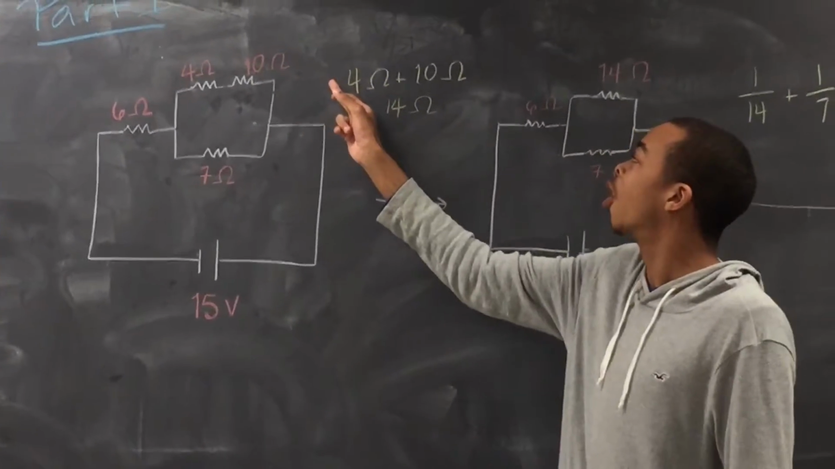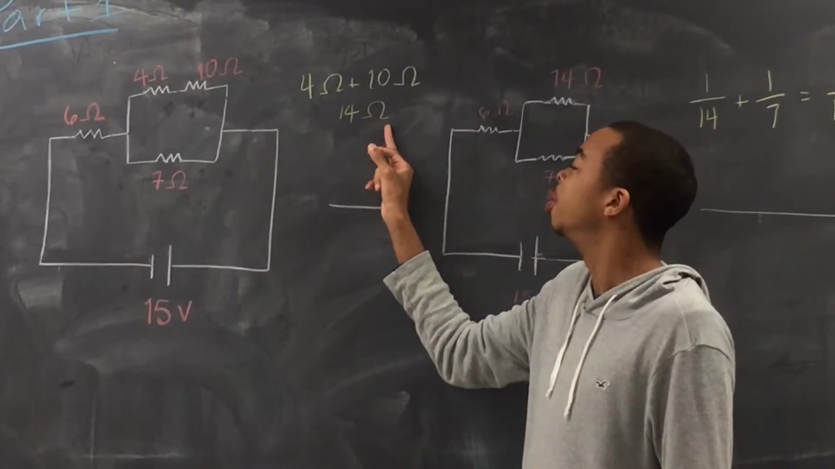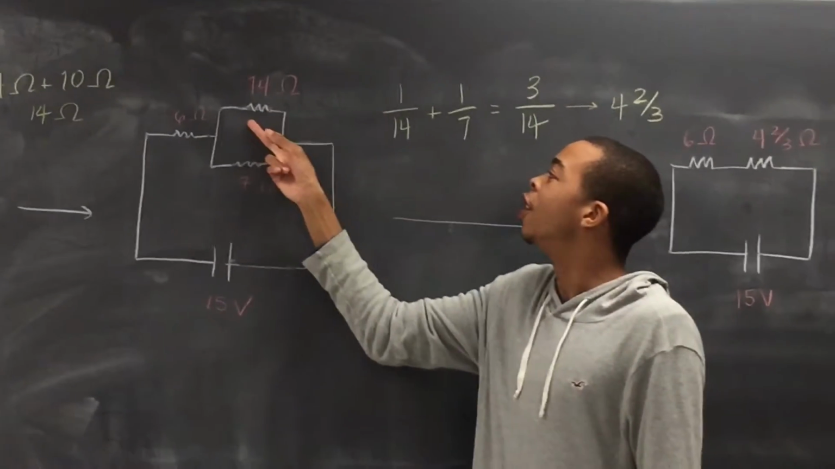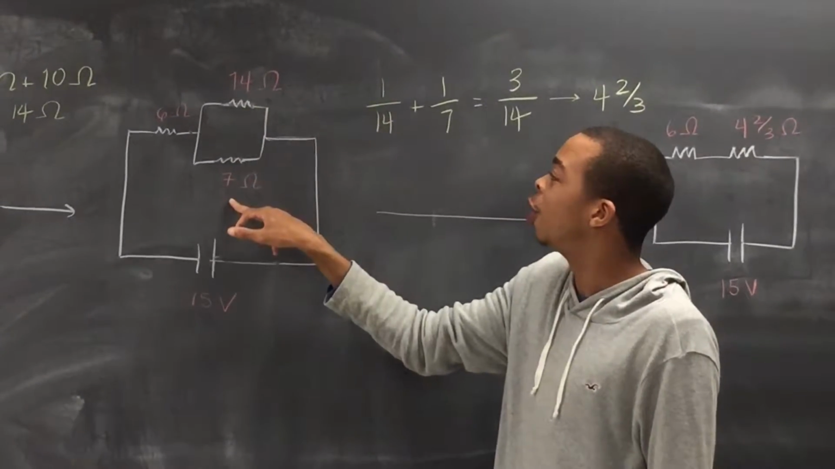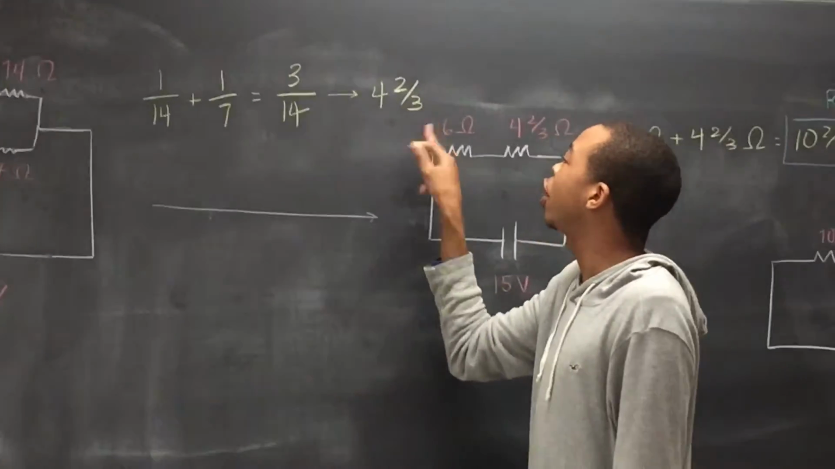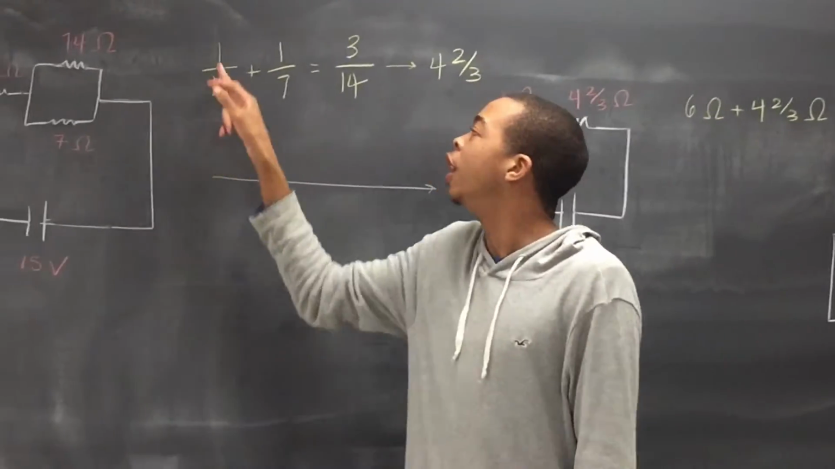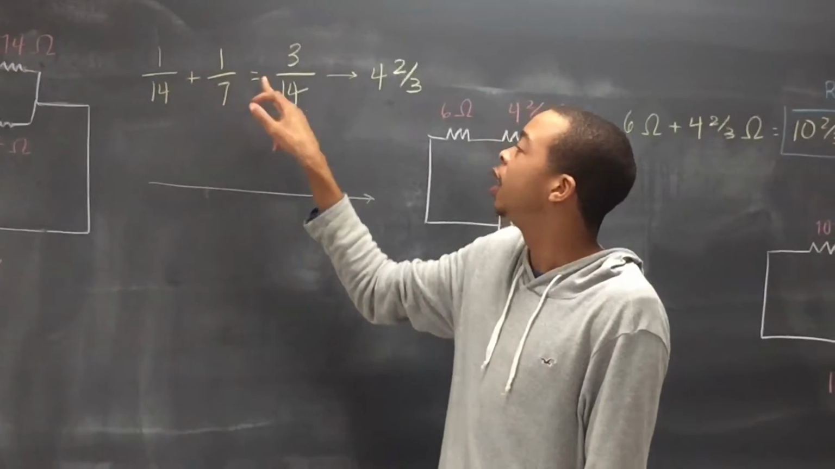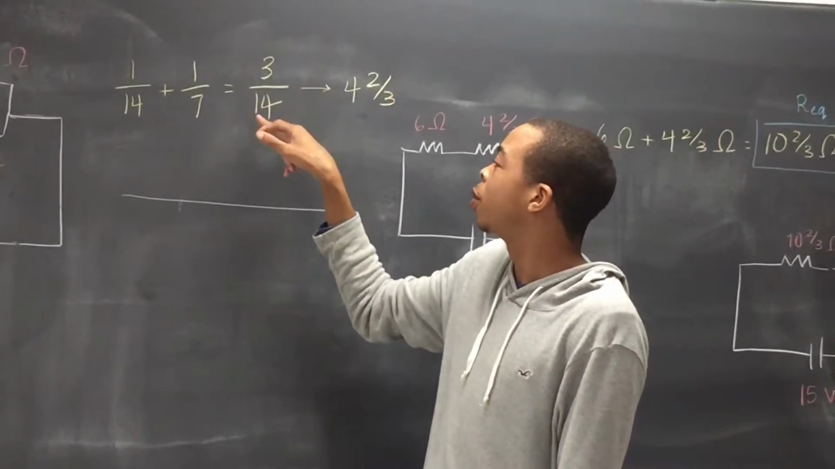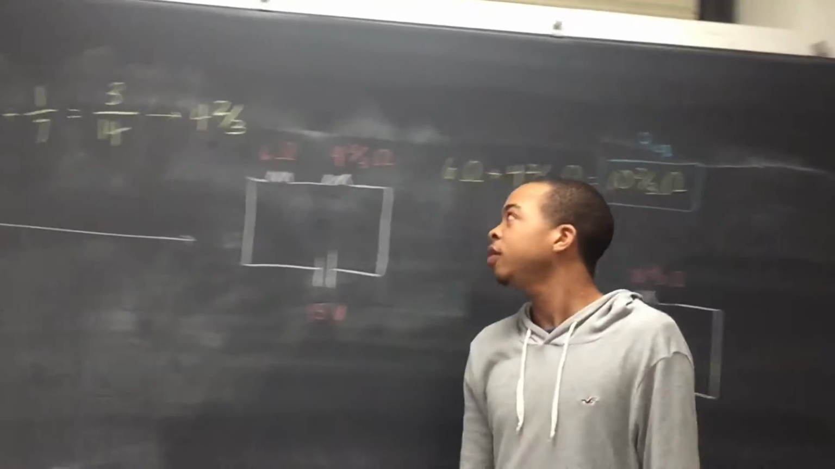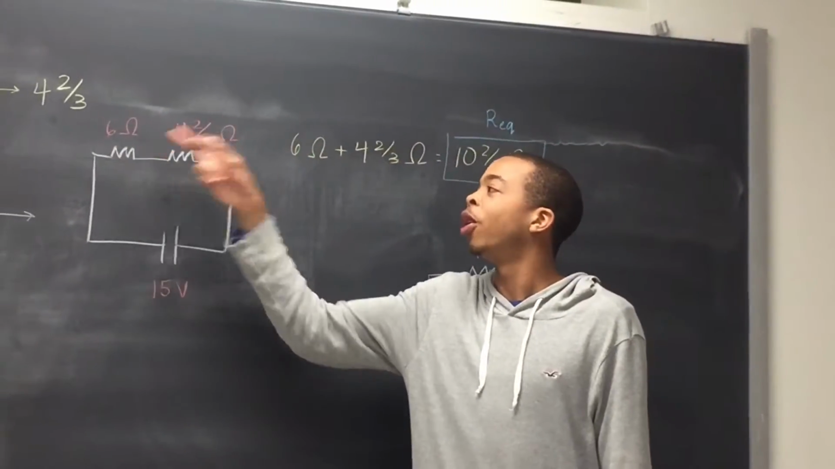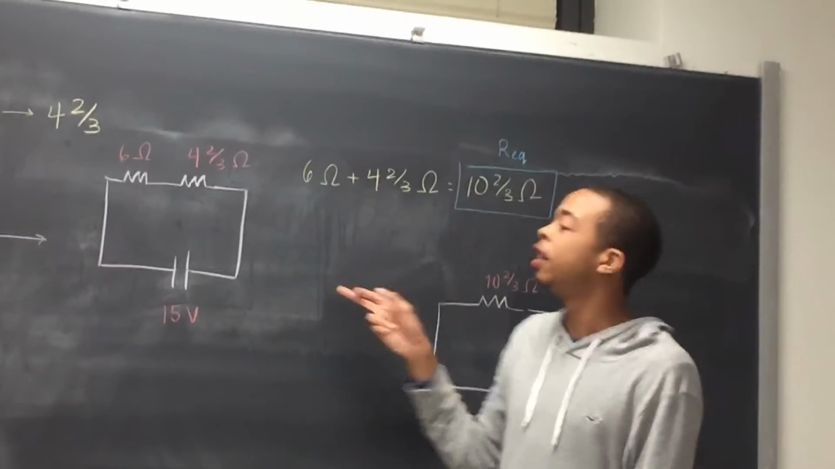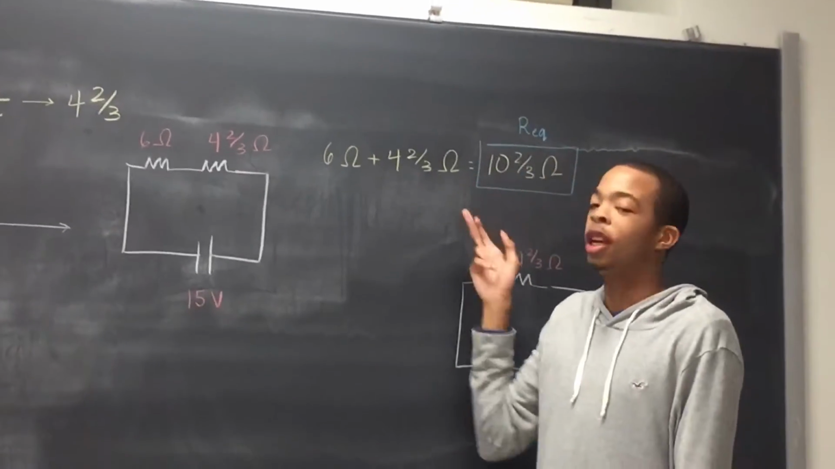Backtrack. 4 ohms plus 10 ohms equals 14 ohms. You got the 14 ohms because it's in series. You have the 14 ohms and the 7 ohms, and you get the 4 2/3 ohms due to parallel. And you use the reciprocal, which you flip: 1 over 14 plus 1 over 7 equals 3 over 14. Flip it, reciprocal, 14 over 3. Right here, you have 6 ohms plus 4 2/3 ohms equals 10 2/3 ohms, and I got that because they're in series and they add together.